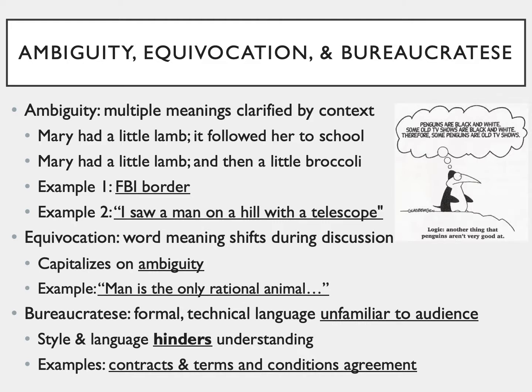Moving on to equivocation. Equivocation tends to be a difficult concept for a lot of students. To equivocate is to change meaning during a discussion. Equivocation capitalizes on ambiguity. So one example that is quite popular is man is the only rational animal, no woman is a man, and therefore no woman is rational. Can you see how the term changed meaning midway? Man is the only rational animal is using man to mean human. No woman is a man is now talking about biological sex. The conclusion, therefore, is completely illogical.